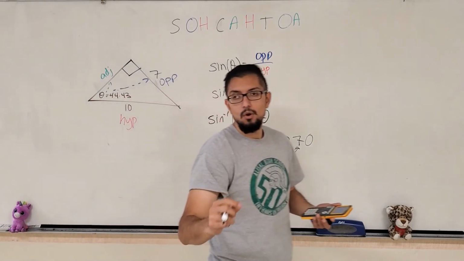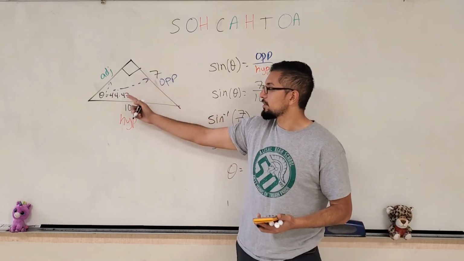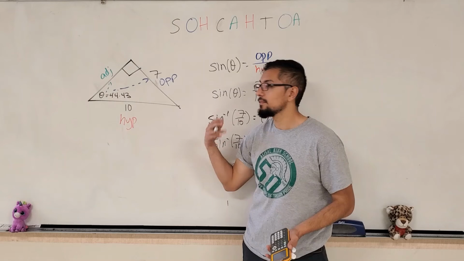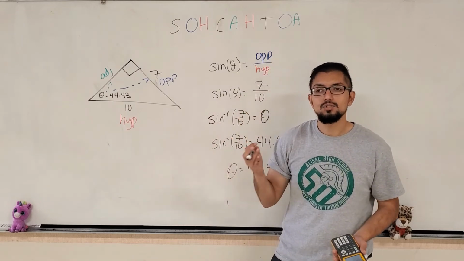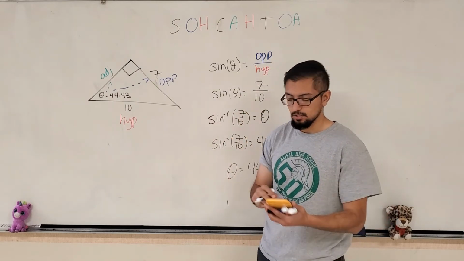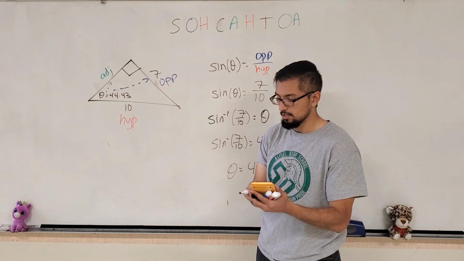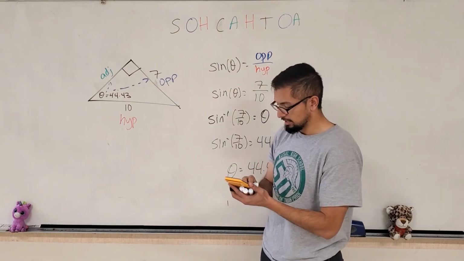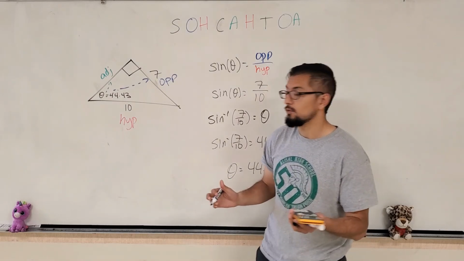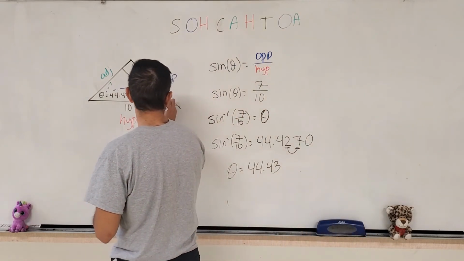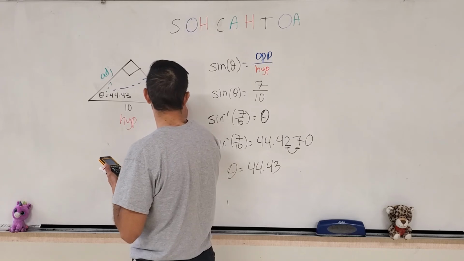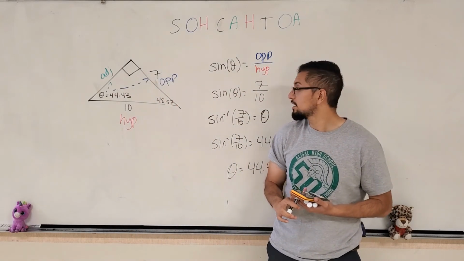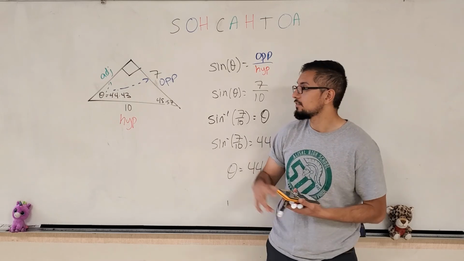Bonus. We know this is 90 degrees and we know this is 44.43. I need to solve for this last angle here. Easy. All triangles add up to 180 degrees. So I'm just going to take 180 into my calculator, subtract the 44.43 and subtract the 90, and I get 45.57. And this is how you find angles in a right triangle given only two sides.